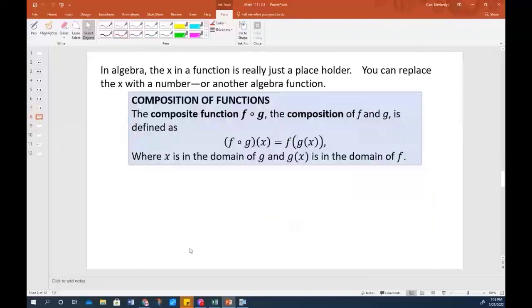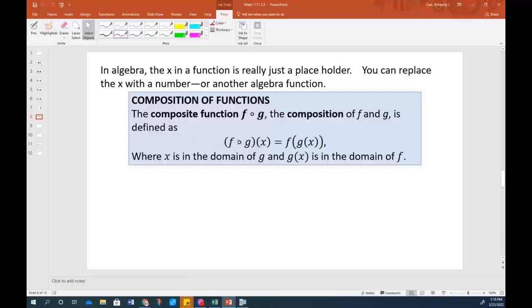So in algebra, the x is really just holding the place. You can replace the x with a number or with an entirely different algebra function. So when we're doing composites, we are putting one into the other. Now this f, and it looks like an O, but we really should say f of g of x, or the composition. You can read it like that too, the composition of f and g. So I can read this from left to right.